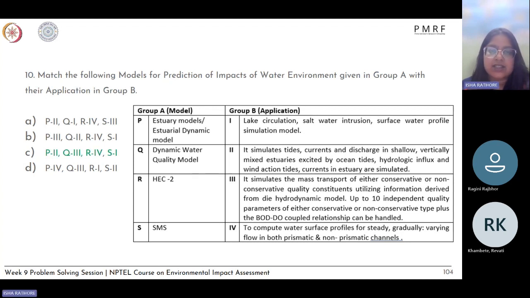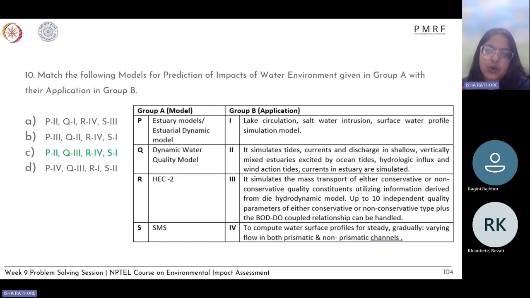Okay, so the correct answer is C. So estuary models or estuarial dynamic models are used to simulate tides, currents, and discharge in shallow vertically mixed estuaries excited by ocean tides, hydrological influx, and wind action. Tides and currents in estuaries are simulated. So P matches with 2.